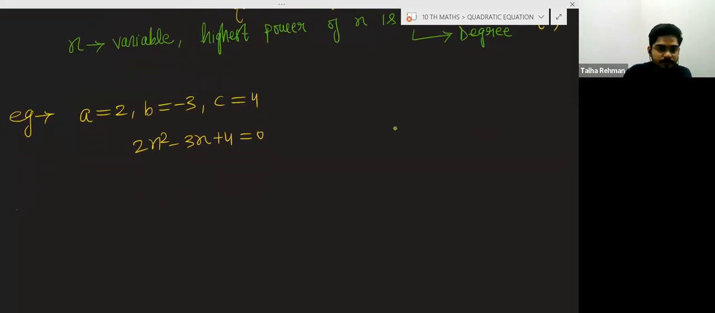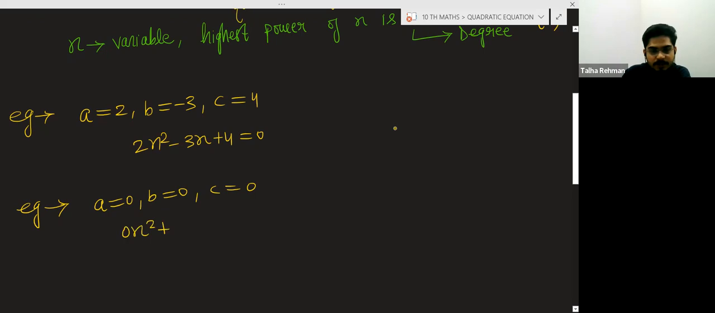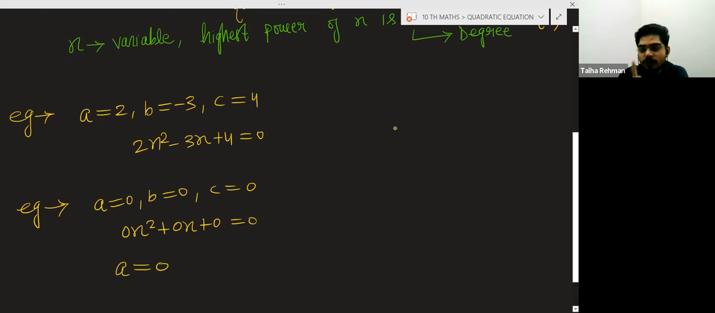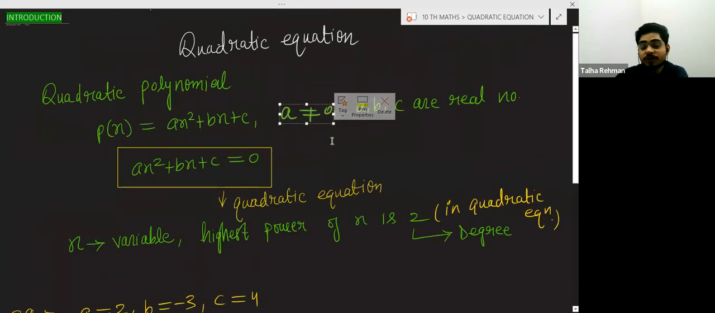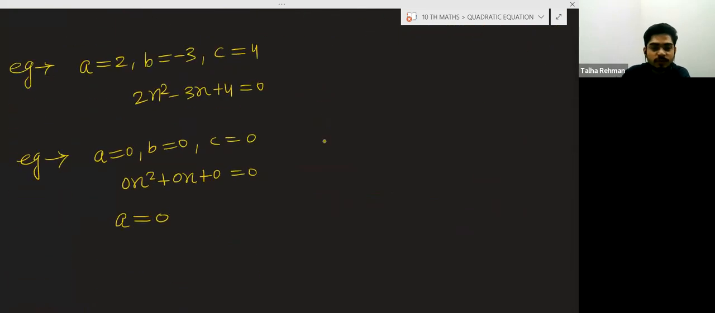For example, a equal to 0, b equal to 0, and c equal to 0. So the equation will form 0x square plus 0 into x plus 0 is equal to 0. Now see here a is equal to 0. But what is the condition for the quadratic equation? a not equal to 0. So here a is equal to 0, so this will not be a quadratic equation.